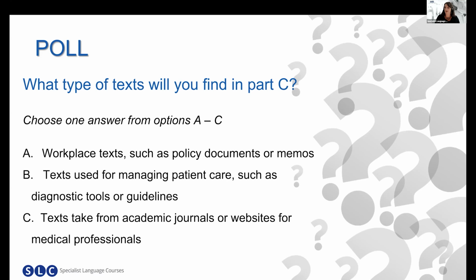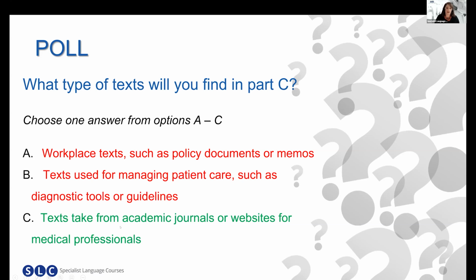Okay. So you have overwhelmingly chosen C. So we can see our results here. So 75% of you have chosen answer C, and you are correct. So in reading part C, the text will be taken from academic journals or websites for medical professionals. Workplace text such as policy documents or memos you'll find in reading B, and texts used for managing patient care such as diagnostic tools are the types of text you will find in A.